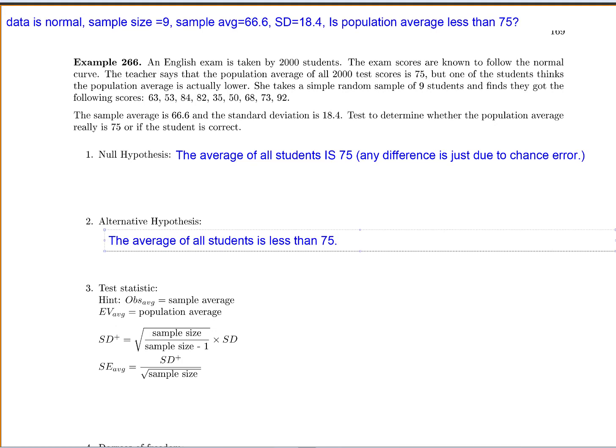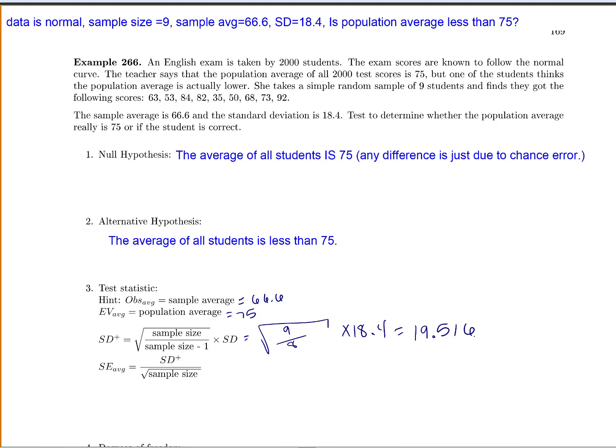Let's do our preliminary work. Our observed average is equal to your sample average, so that was 66.6. The expected value is your population average if the null is true, so the null says it is 75. Okay, now SD plus, so square root of sample size over sample size minus 1. So sample size is 9, so sample size minus 1 would be 8, times the SD of 18.4. Notice that 18.4 does not go inside the square root. So I get 19.516.